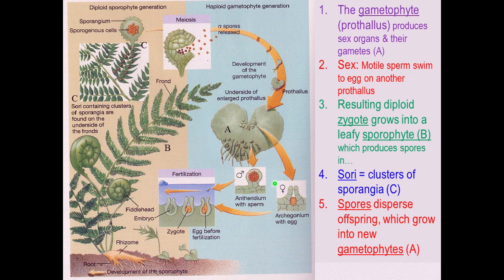The motile sperm swims to the egg on another prothallus. And how the prothallus, the gametophyte, actually prevents self-fertilization is by opening the antheridium and archegonium at different times. So then, once they're united, we have a diploid zygote that grows into the leafy sporophyte, which we're used to, which produces spores in sori, which are clusters of sporangia. Then these spores disperse offspring, which grow into new gametophytes.